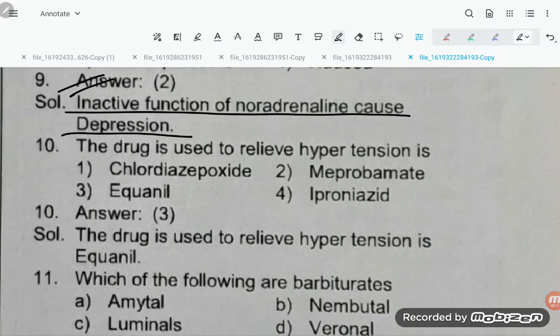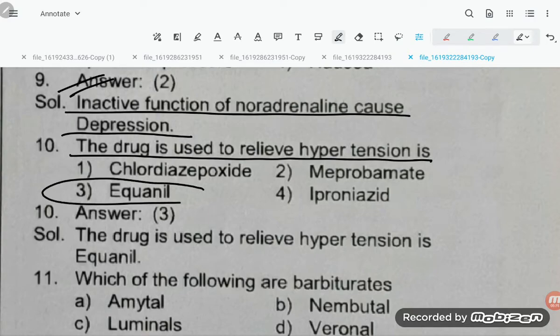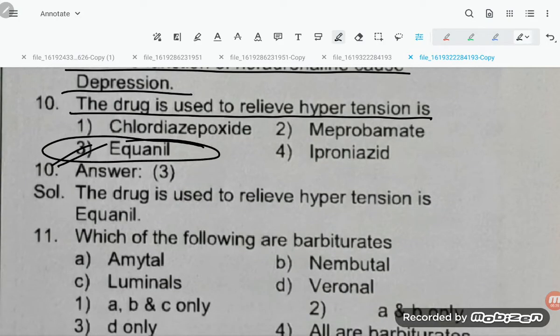The drug used to relieve hypertension is Equanil. So Equanil is the drug which relieves hypertension.